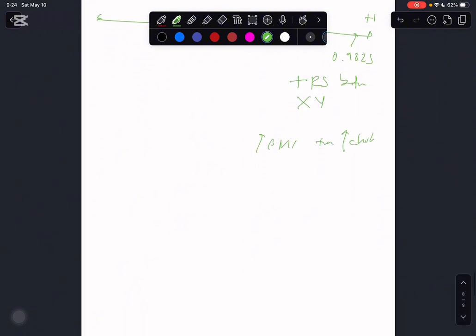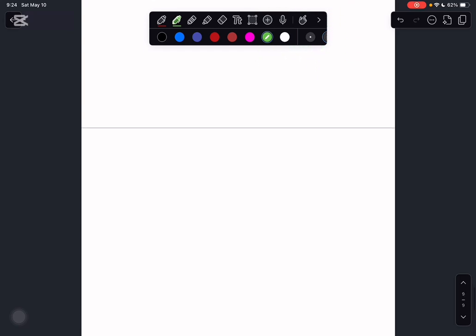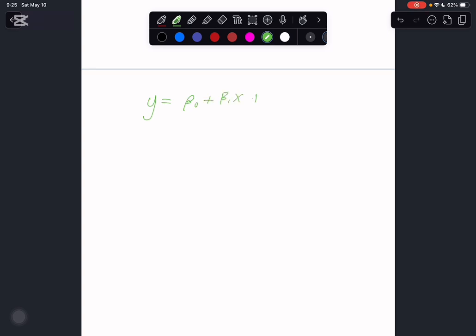Now I'm going to find the equation, if I found that there's a relationship. The second question asks to find an estimate of the coefficients. So you want to find y equals b naught plus b1 x plus e.